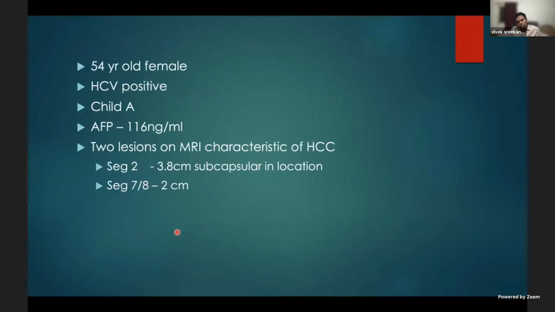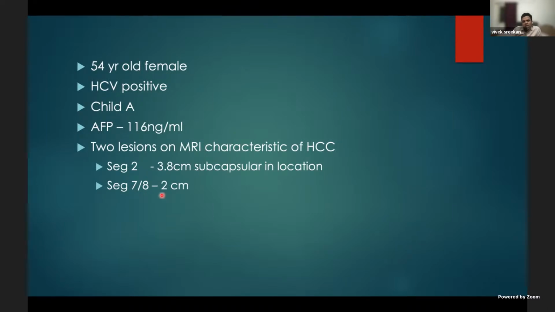Coming to an example case, a 54-year-old female who was HCV positive, Child A, with an AFP of 160 nanograms per ml. This patient had 2 lesions. One is 3.8 centimeters, subcapsular in location, and another lesion was 2 centimeters. Because it was subcapsular and abutting the stomach, the decision was taken not to do ablation because it was in a challenging location in segment 2.